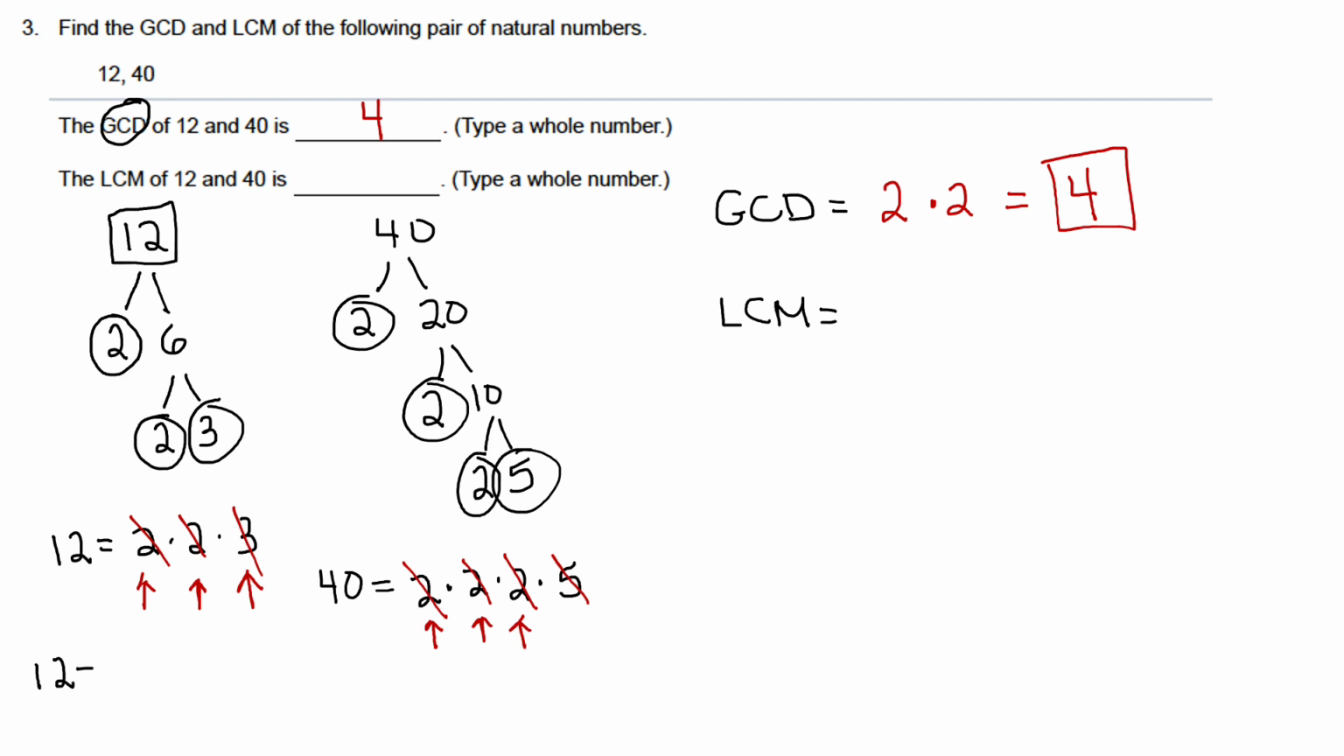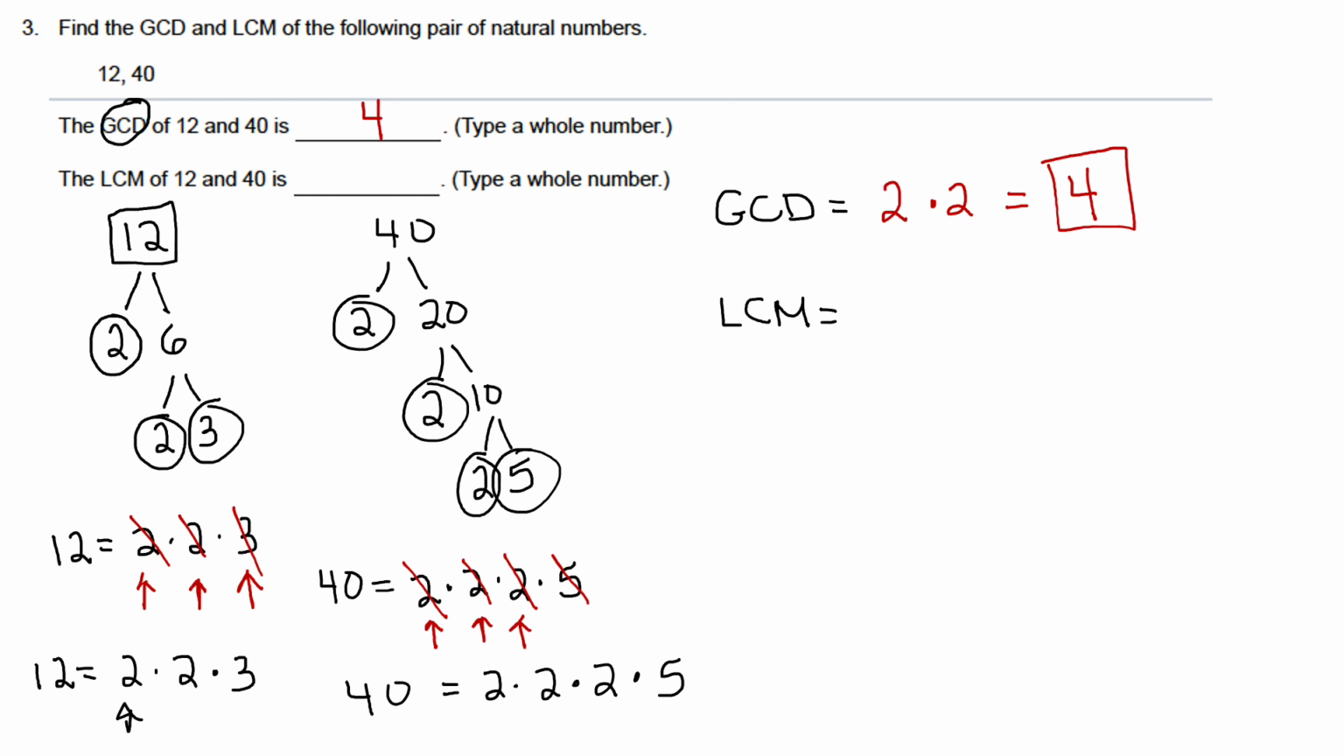I'll write down the factors again. So we have 2 times 2 times 3, and then 40 was 2 times 2 times 2 times 5. So again, we want to write down the factor that appears the greatest number of times. First, we'll look at the 2.